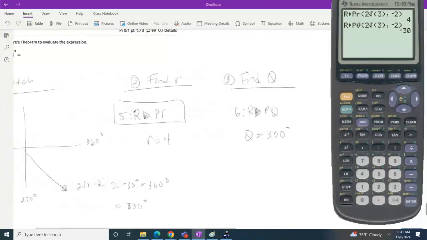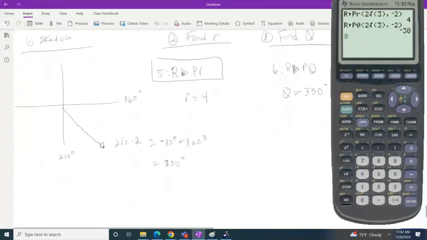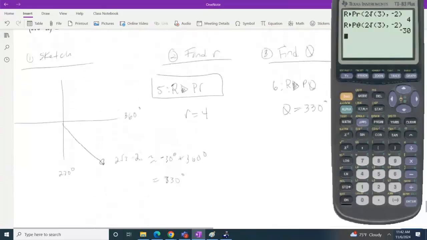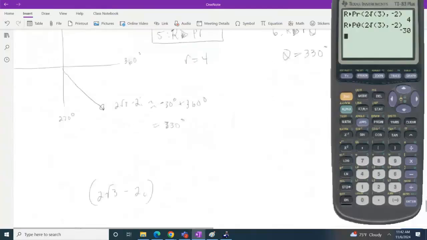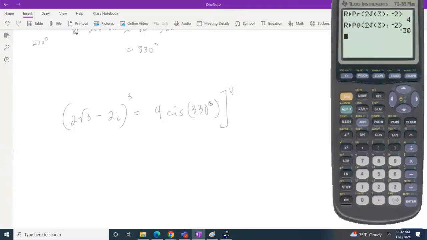All right, so now we can convert the complex number to trig form. 2 square root of 3 minus 2i, and that's raised to the third power, equals 4 cis 330 degrees raised to the third power.